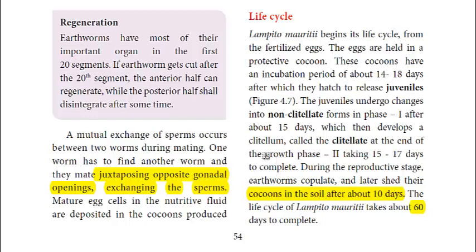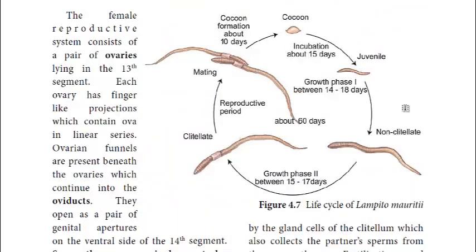That is very important. And the growth phase, when does it happen? After the non-clitellate stage, 15 to 17 days later, growth phase 2 takes place, with the clitellar region, juvenile. So before incubation, after incubation of 14 to 18 days, growth phase 1 will take place, and it takes 15 days. Okay, so this is the entire life cycle. If this diagram is clear for you, you will be able to write it. The same thing is given in a descriptive manner, so all this information is given here. About 60 days altogether.